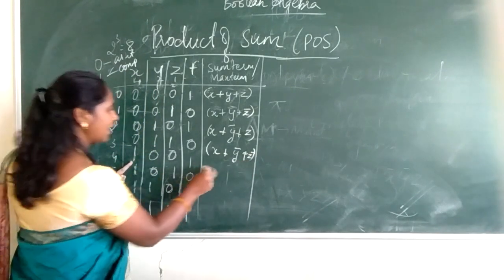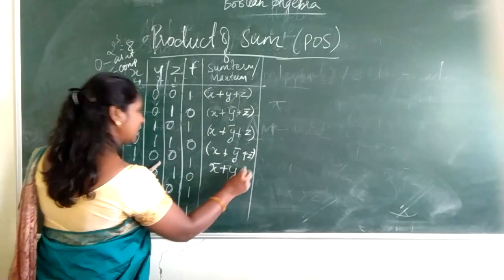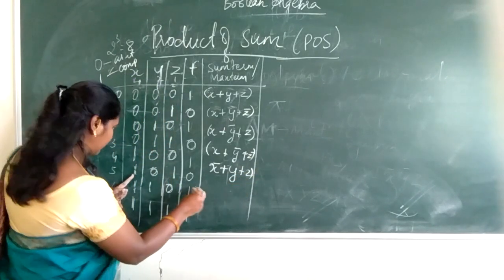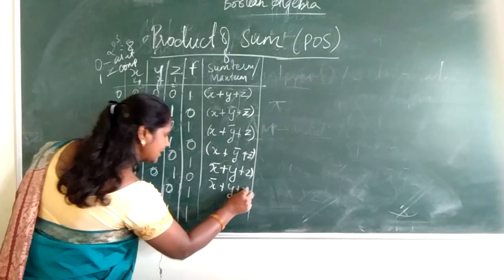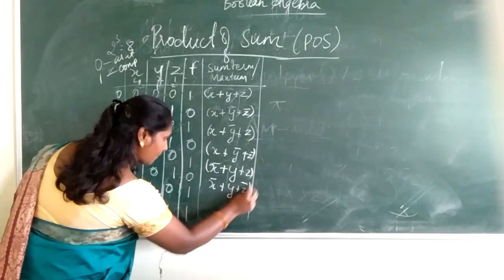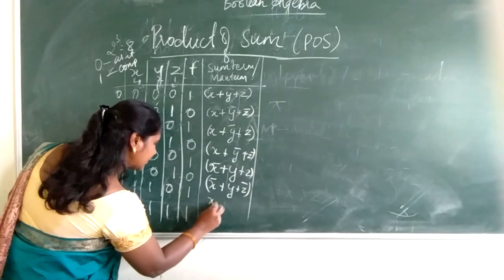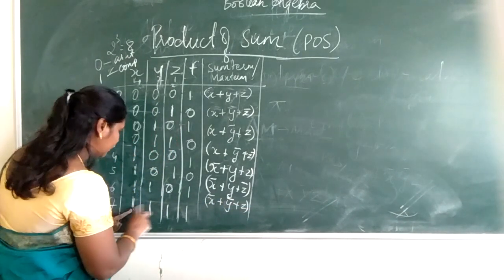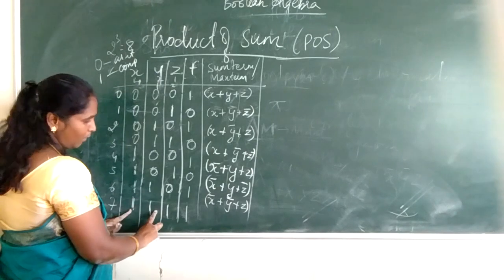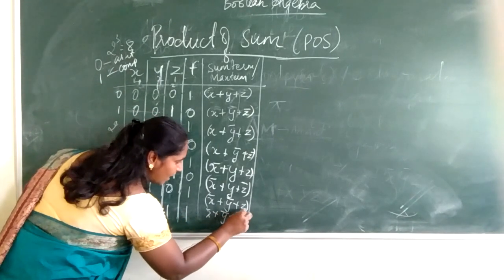Here 1 is there, so x bar plus y as it is, z as it is. Next, x bar plus y as it is, z bar. Next, x bar plus y bar plus z. Next, 3 cases, everything is 1, so x bar plus y bar plus z bar.